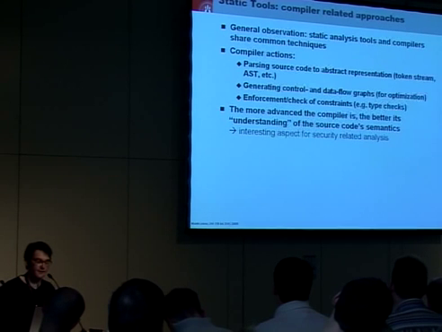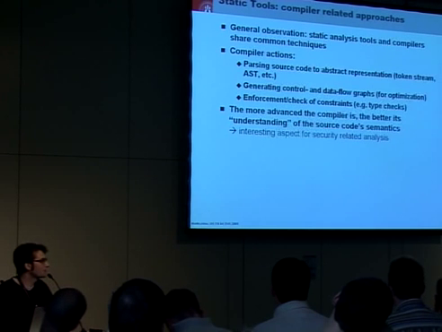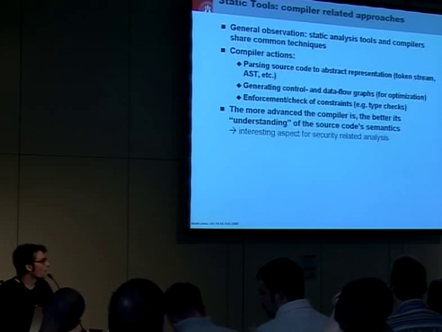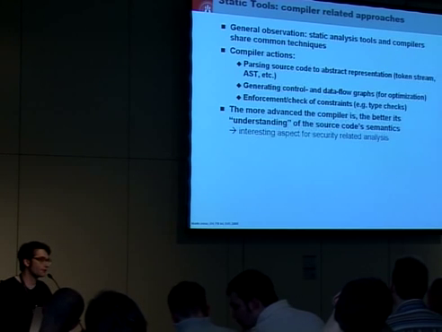And they do enforcement and check of constraints. For example, even a C compiler does some type checks, so we are not able, without typecasting, to assign an integer value to a character variable. So the more advanced our compiler is, the more the compiler does understand the program and does understand the semantics of the program.